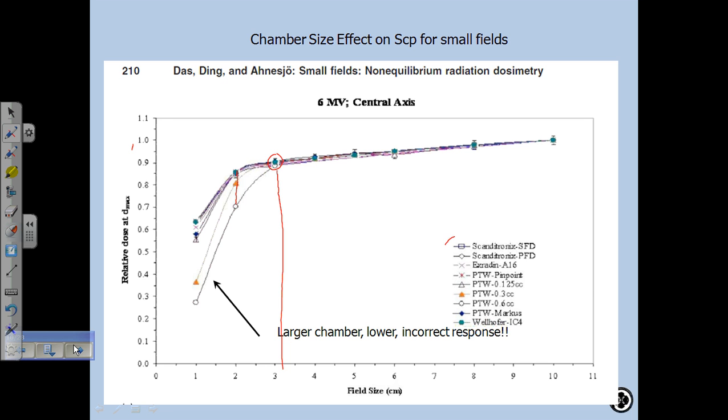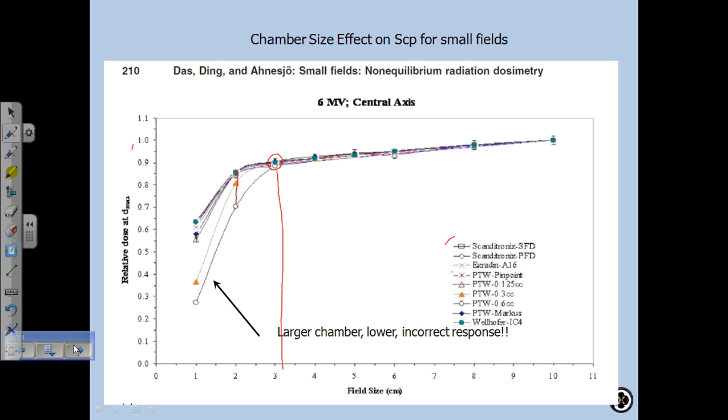So this is a Scanditronix stereotactic field diode. It's a diode, so it has a very small collecting area. This one, I'm not sure what this one is, PFD. The Exradin A16 is a microchamber. That volume is 0.007 cc's, a very small chamber.